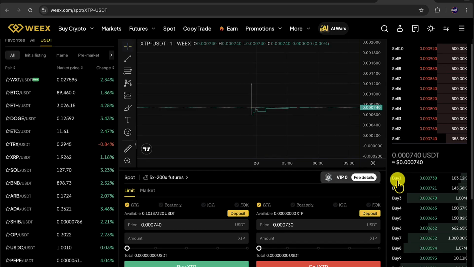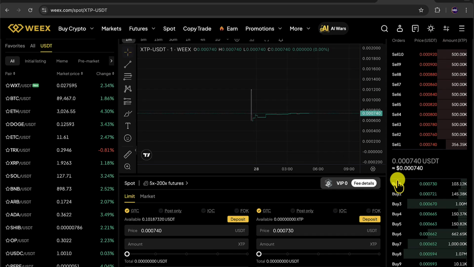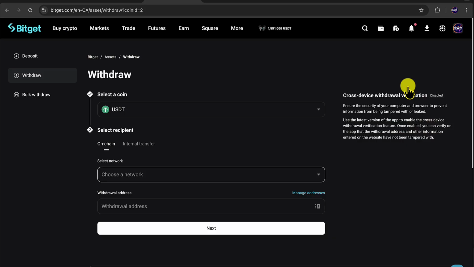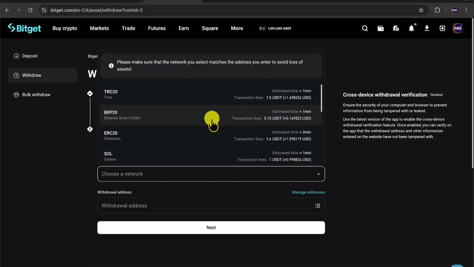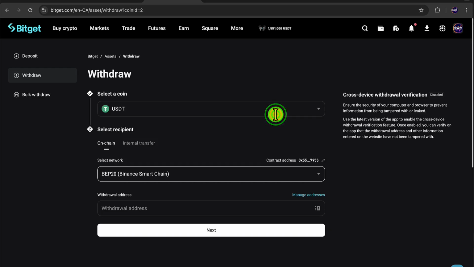Nevertheless, I want to try and buy some. I'm not going to go too mad, but I'm going to put some money in this account and see what happens when I set an order, maybe for that price there, 740. So I need to deposit some USDT in here. I'm going to use the winnings from a little Bitcoin trade I did today on BitGet. Let me see what the cheapest way to do this is. Okay, well, Morph is the cheapest, but I don't really know what it is. So I'm just going to use BEP20, which costs 15 cents to send, so that's okay.